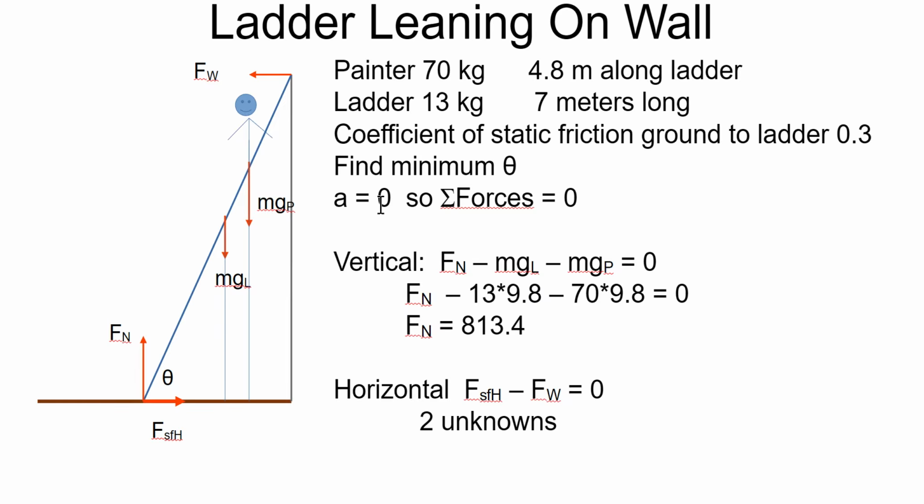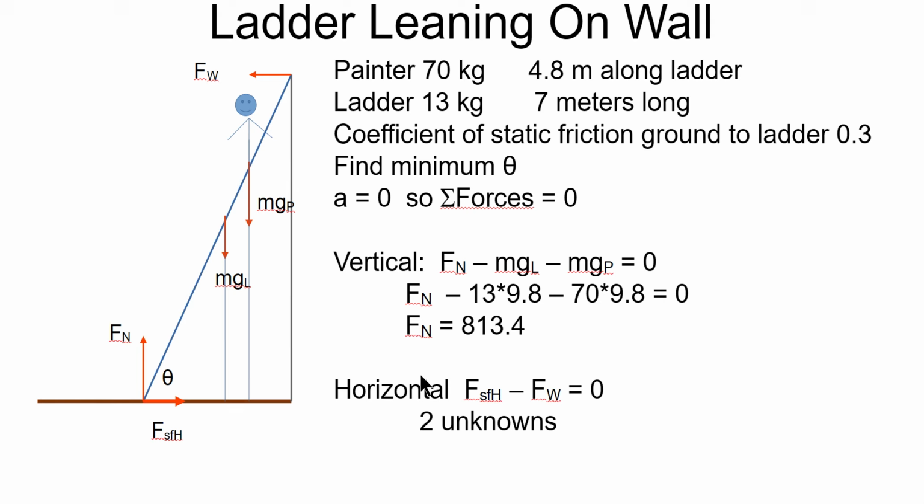The ladder is not supposed to be moving, so its acceleration is 0. So the sum of the forces equals 0. In the vertical direction, I'm going to choose upward as a positive direction: the normal force, and then we have the weight of the ladder acting down, so I give it a negative sign, and the weight of the painter acting down, I give it a negative sign. And we know some numbers here. We know the mass of the ladder, we know the acceleration due to gravity, we know the mass of the painter, and again the acceleration. So you might want to pause and put this into your calculator. I came up with 813.4, and I should have put newtons here. Sorry about that.